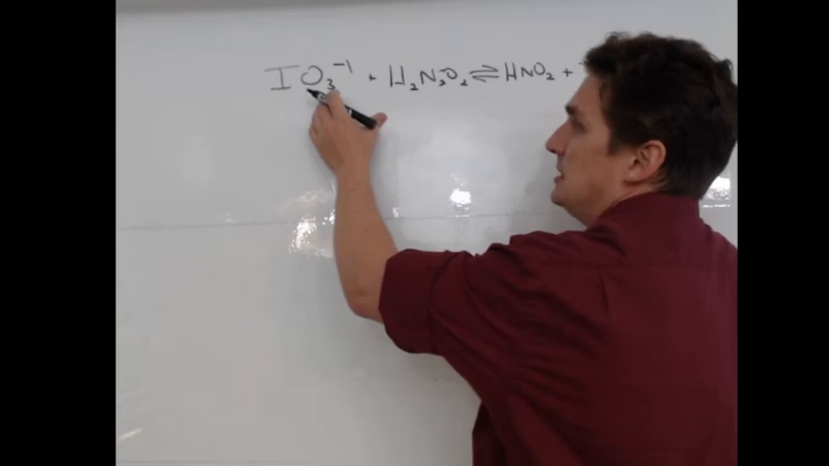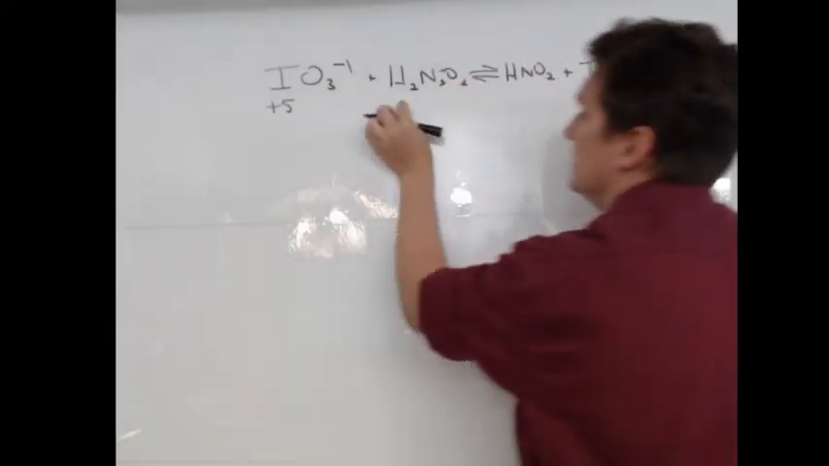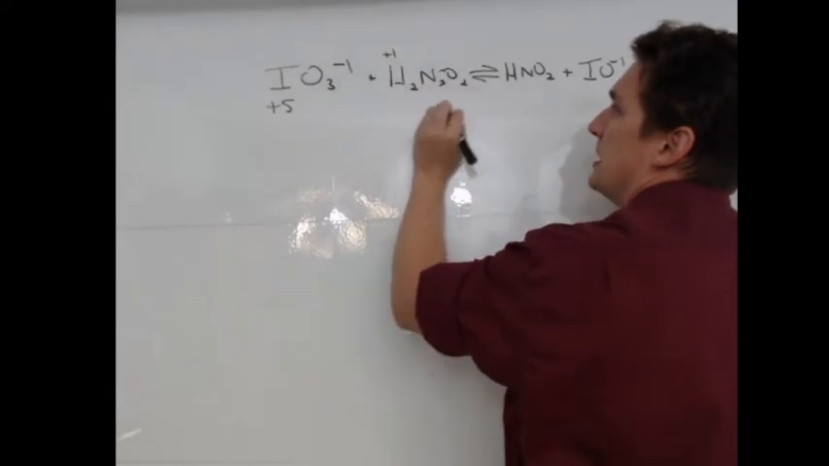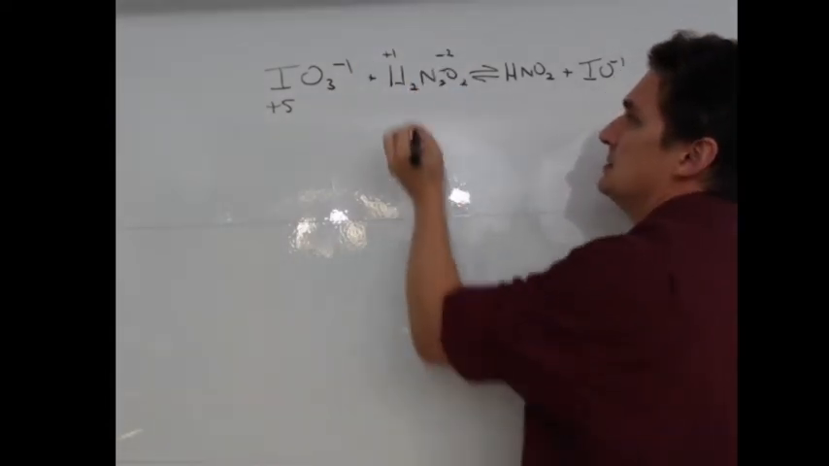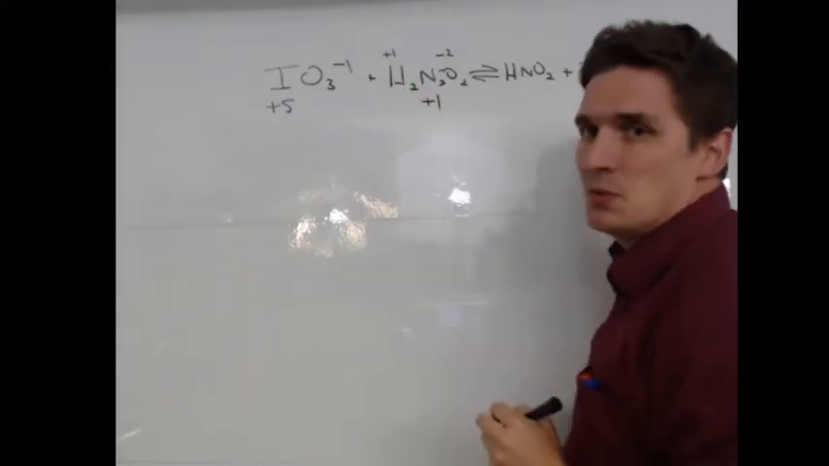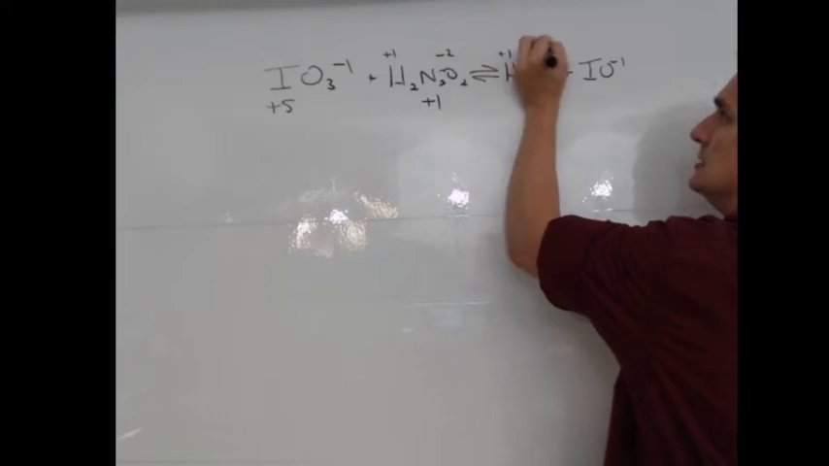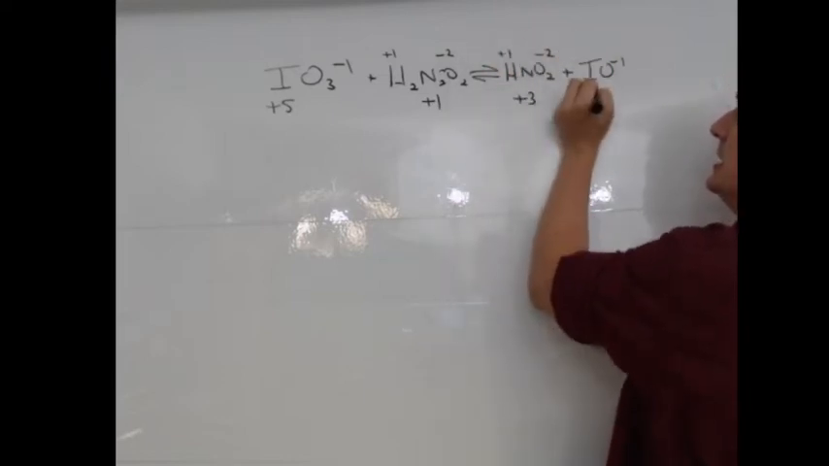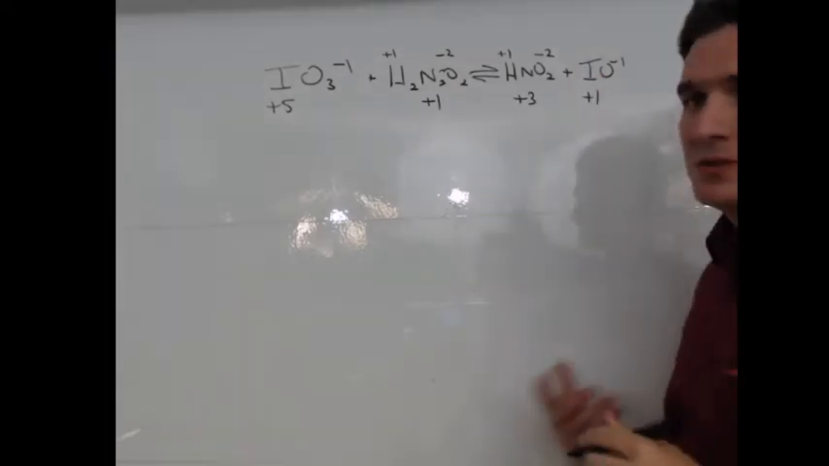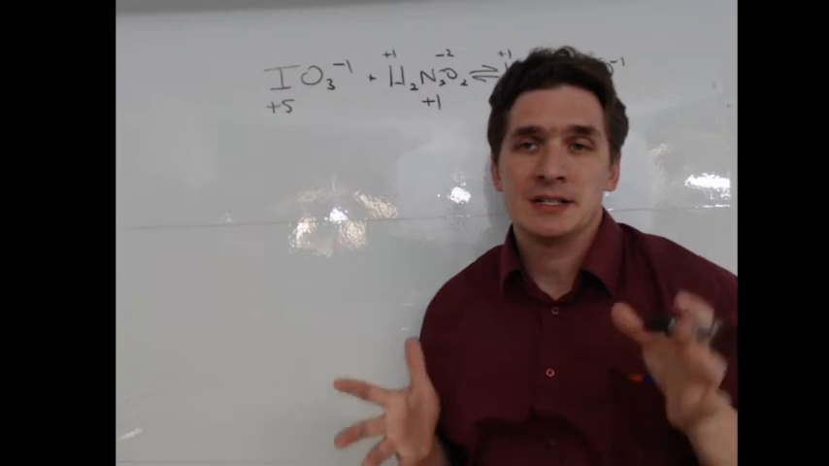So if oxygen here is -2, this puts iodine at a +5. We have +1 on each of the hydrogens, a -2 on each of the oxygens. So this is going to put nitrogen in a +1. For HNO2, hydrogen's +1, oxygen's -2, so this is going to put nitrogen in a +3. And iodine here is in a +1. So that's quickly how you go through the oxidation states.